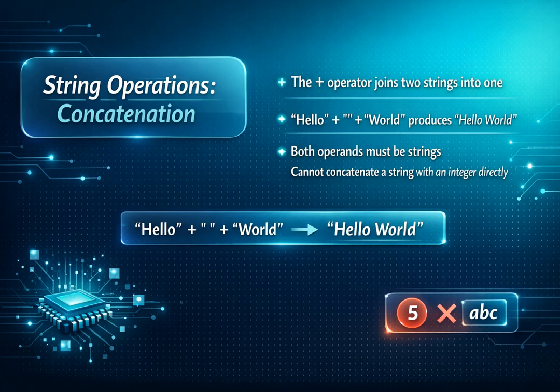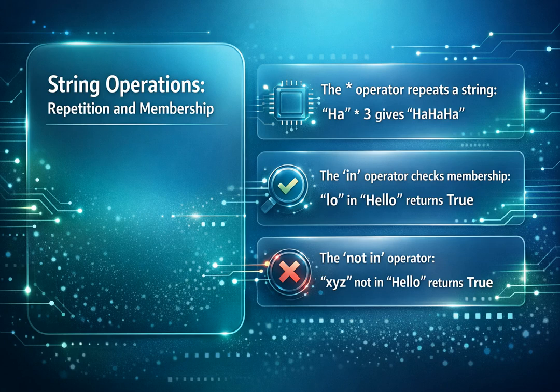The plus operator concatenates, or joins, 2 strings together. "Hello" plus a space plus "world" produces "hello world". Both operands must be strings. If you try to concatenate a string with an integer, Python raises a TypeError. You must first convert the integer to a string using str(). The asterisk operator repeats a string a given number of times. "Ha" times 3 gives "hahaha".